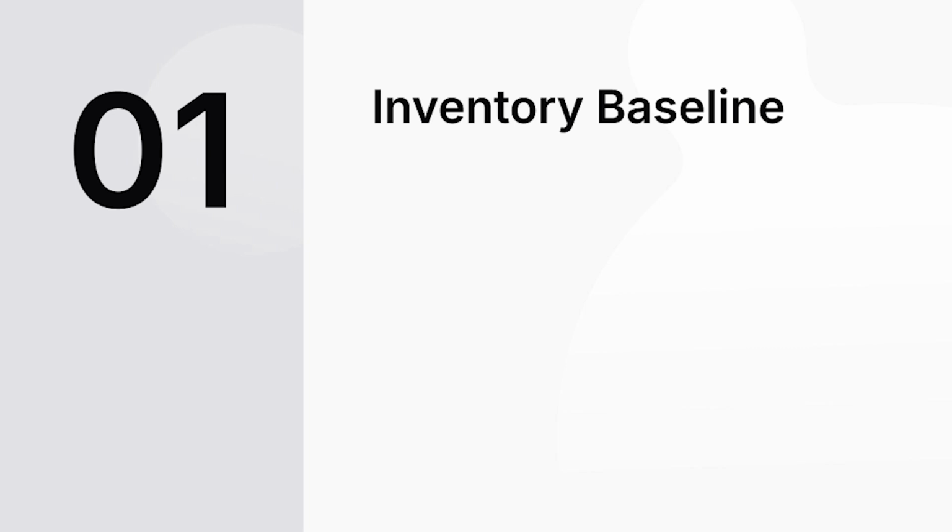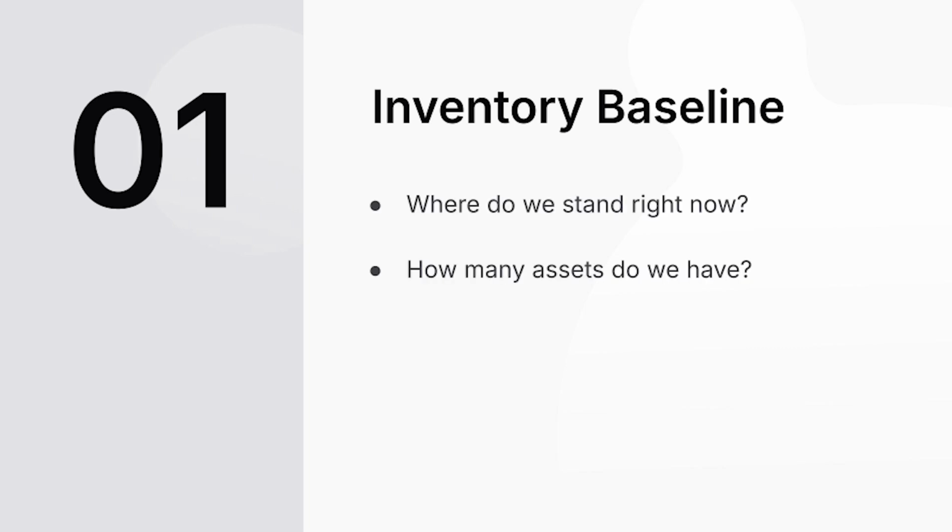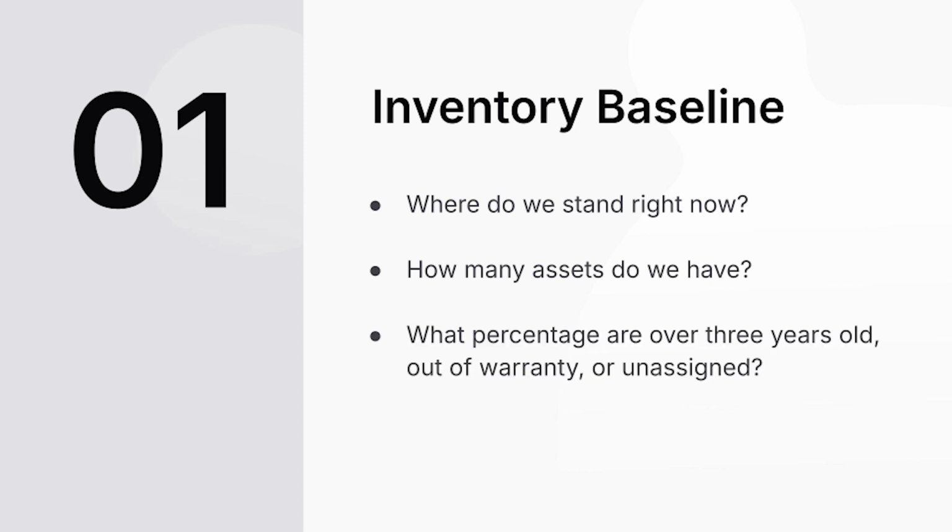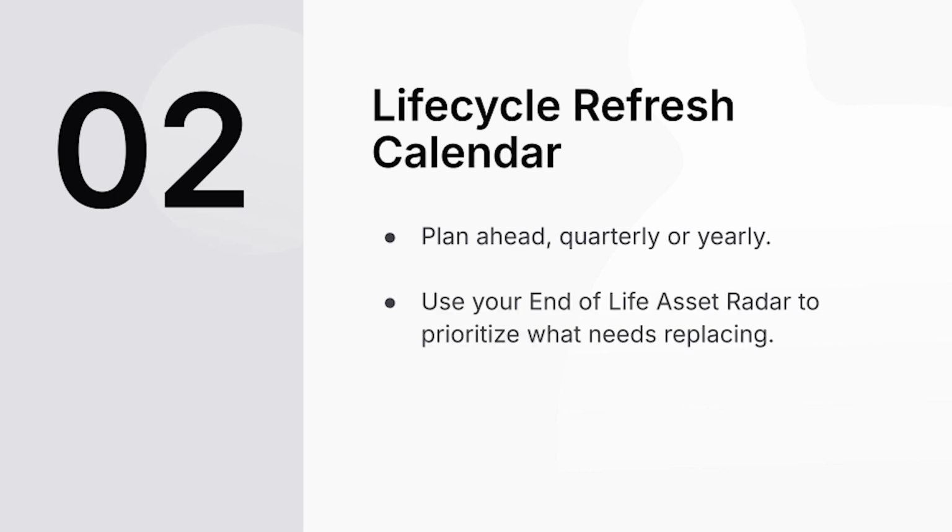Number 1, inventory baseline. Where do we stand right now? How many assets do we have, and what percentage are over 3 years old, out of warranty, or unassigned? Number 2, lifecycle refresh calendar. Plan ahead quarterly or yearly. Use your end-of-life asset radar to prioritize what needs replacing. Spread out costs so you're not blindsided by a giant refresh all at once.